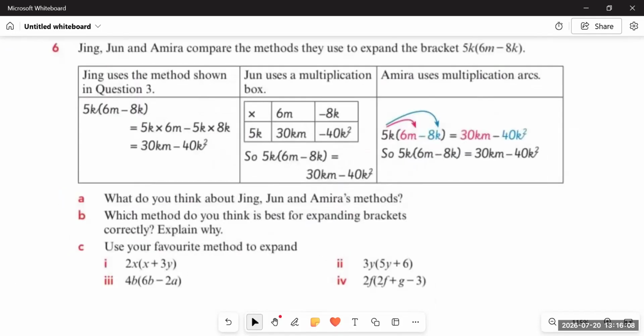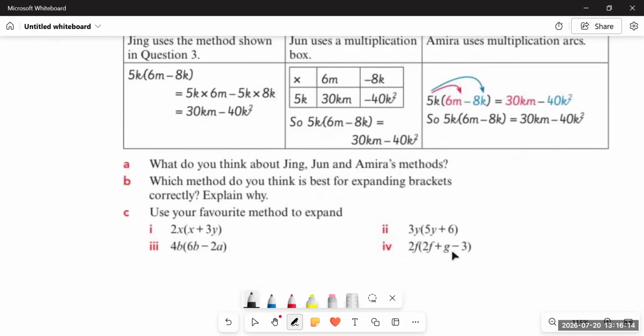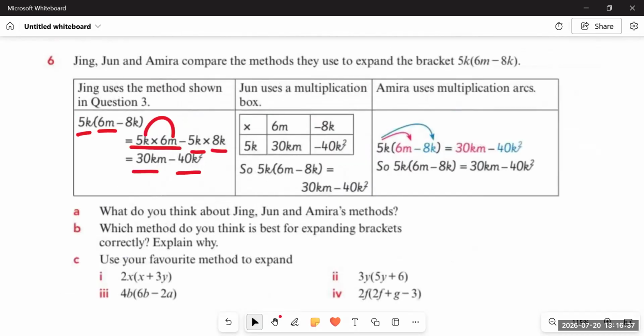Jing used the method shown in question number 3, 5k bracket 6m minus 8k. What did Jing do? He took 5k, multiplied it with 6m, and then he again took 5k, multiplied it with 8k. So 5 6s are 30 minus 5 8s are 40. So he is getting 30km minus 40k square. That's correct.